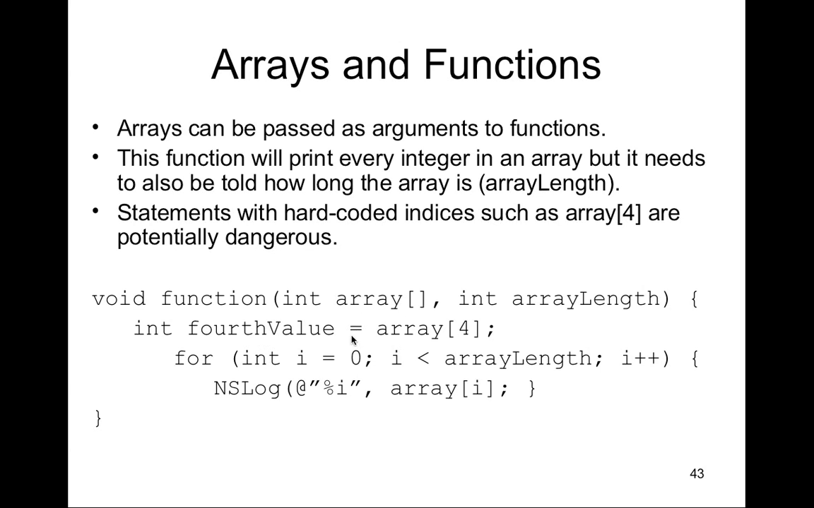So the fourth value is going to be the array 4. And then if i is equal to 0, i is less than the array length, i plus plus, then print out, so NSLog, print out the array items, essentially. And this is using the same syntax as we've seen in the printf with the %i here in terms of printing things out.